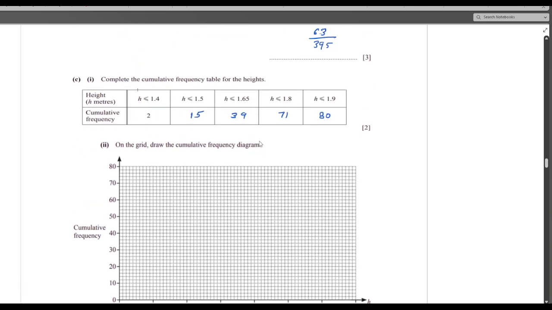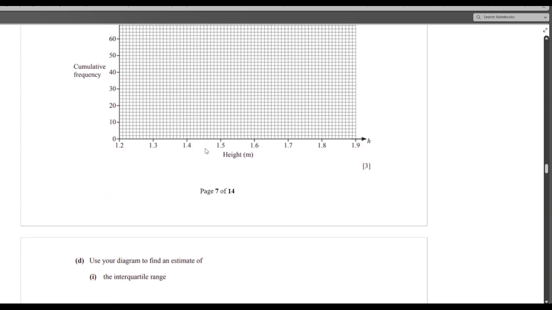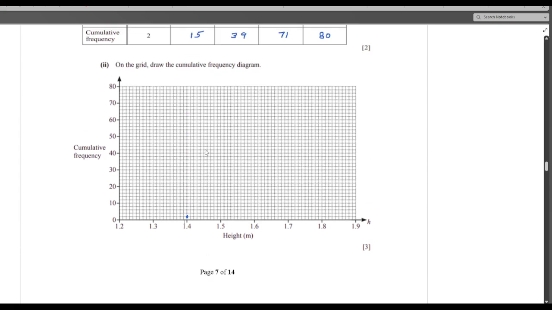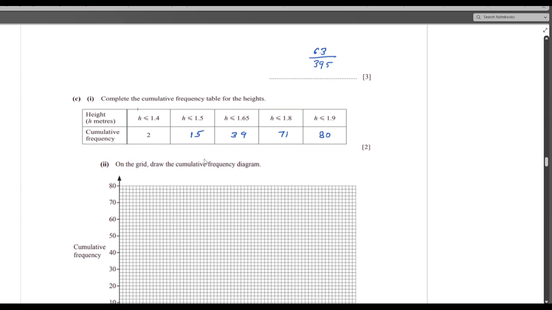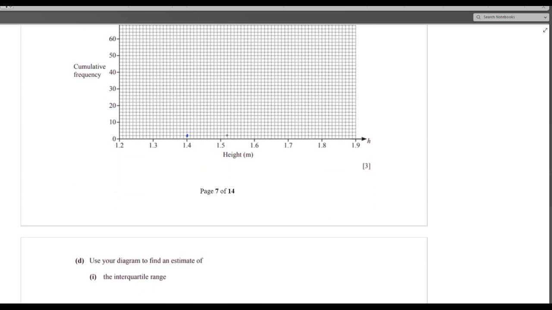Now cumulative frequency graph up to 1.4 we have 2. So here at 1.4 I will mark 2, so that is this point. Then at 1.5 I will mark 15. So at 1.5 we will mark 15. So 15 is, this is 10, 12, 14, 15. 15 will be somewhere, yeah, it will be somewhere here in between.